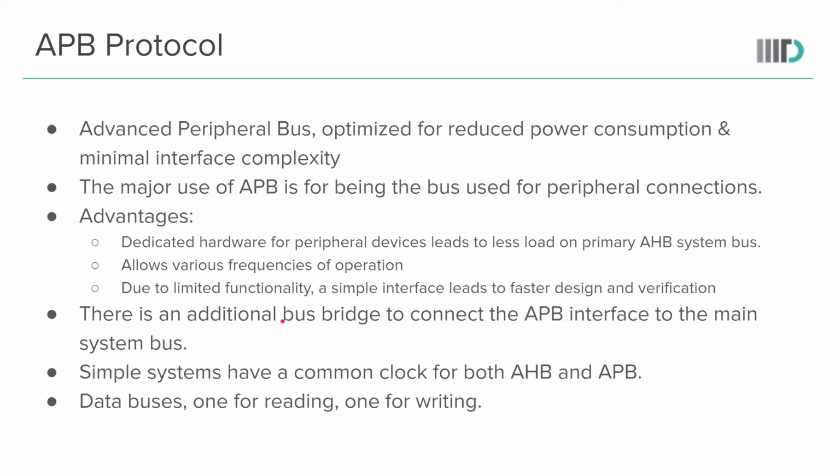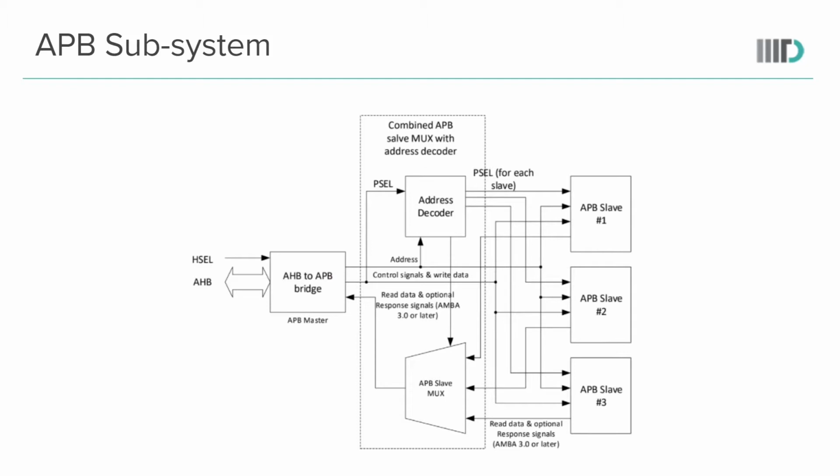There is an additional bus bridge that is used to connect the APB interface to the main system bus. And simple systems normally have common clocks for both the AHB protocol and the APB protocol. And there are two data buses, one for reading data and one for writing data. These buses can be up to 32 bits wide, but because these buses don't have separate handshakes, meaning these buses are not independent of each other, it is not possible to perform data transfer on both read and write bus at the same time.